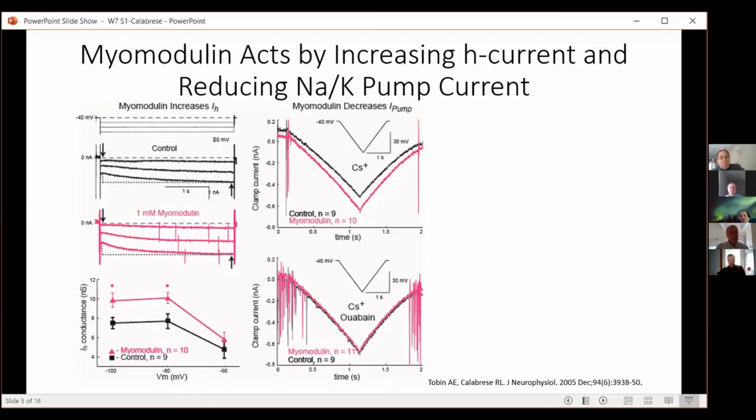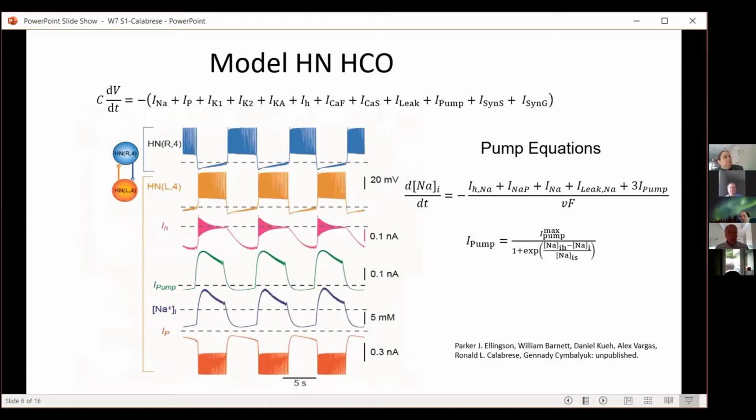In leeches, there's a long history of studying the pump in sensory cells, and there serotonin and various other modulators do exactly the same thing. They lower the pump activity. So this started us to look at the pump and its role in rhythm generation. Okay, so here is now a model of a half-center oscillator that incorporates the pump in it.